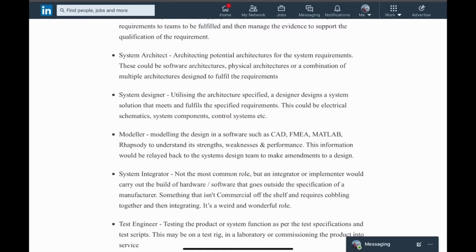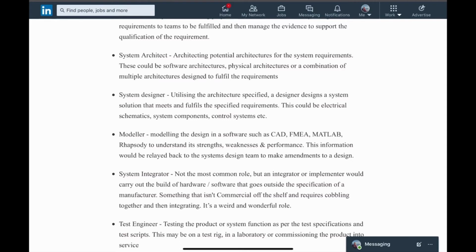Modeler, so that's becoming a really big part of common day systems engineering. We want to start validating and verifying our designs early on in the process to help reduce the cost of having to build expensive prototypes just to understand our designs. So we're using tools such as CAD, FMEA, MATLAB, Rhapsody to understand its strengths, weaknesses and performance very early on, and then this gets relayed back into the systems design team to make amendments.